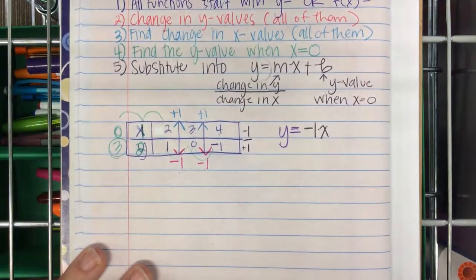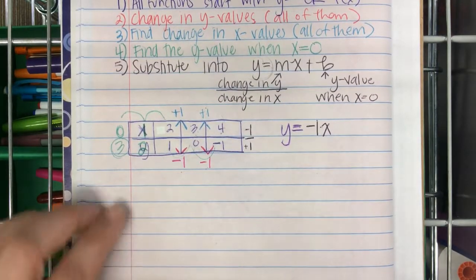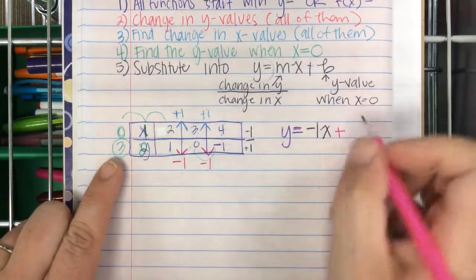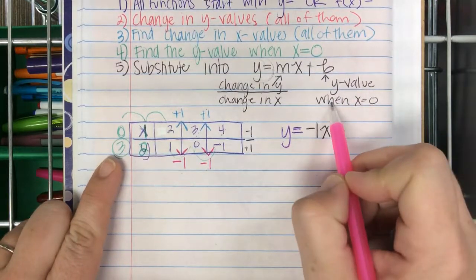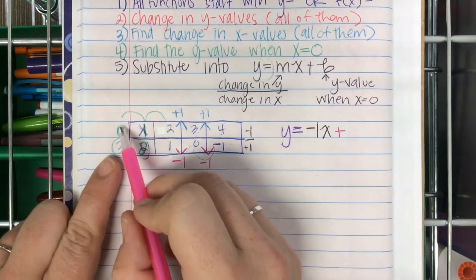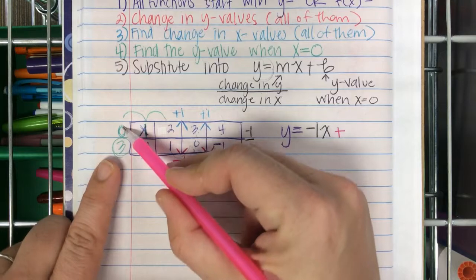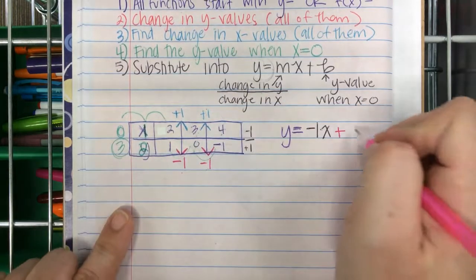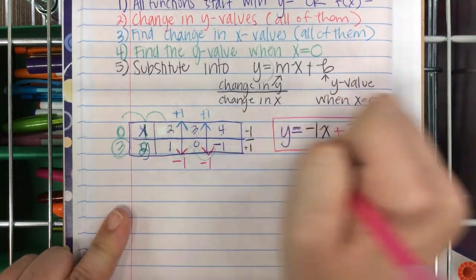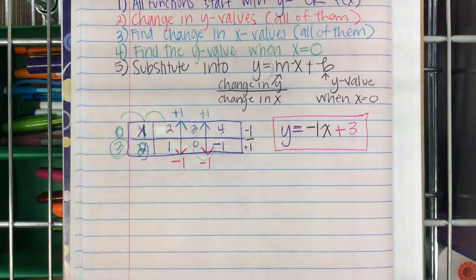x plus, and then my y value when x is 0. What's my y value when x is 0? 3. And there's my equation.